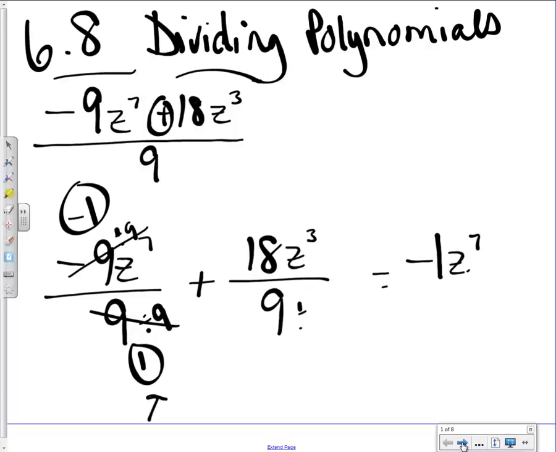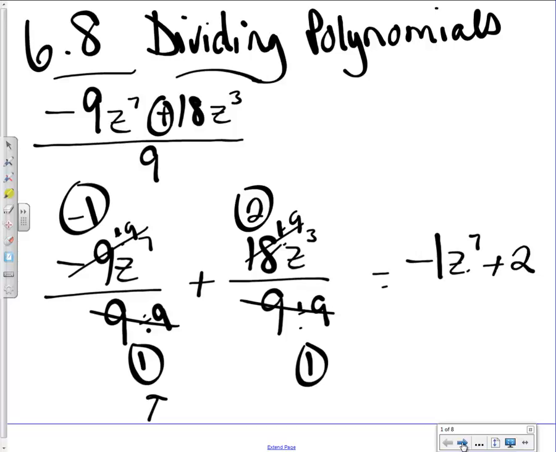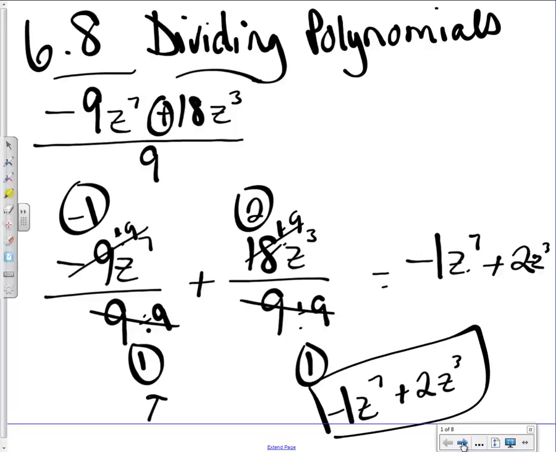For this one, I'm going to divide by 9 and get 1, divide by 9 and get 2. There's nothing that z to the 3rd can simplify with, so I have plus 2z to the 3rd. They're both over 1. Anything with a denominator of 1 is just the numerator itself. It's a whole number. So negative 1 z to the 7th plus 2z to the 3rd is my final answer.